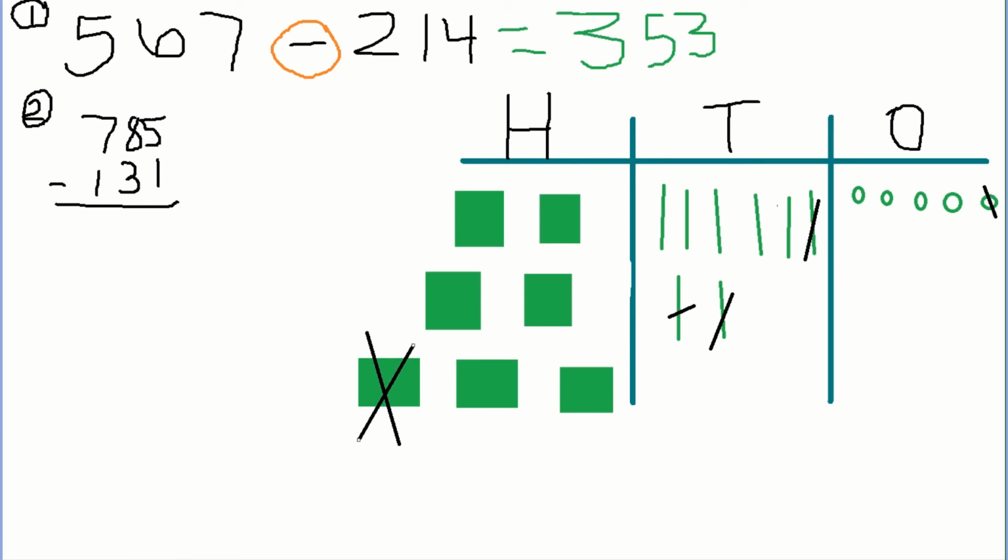And so all we have to do is count what's left. How many ones are left? 4. How many tens are left? 1, 2, 3, 4, 5. And how many hundreds are left? 1, 2, 3, 4, 5, 6. Very, very easy. So easy.